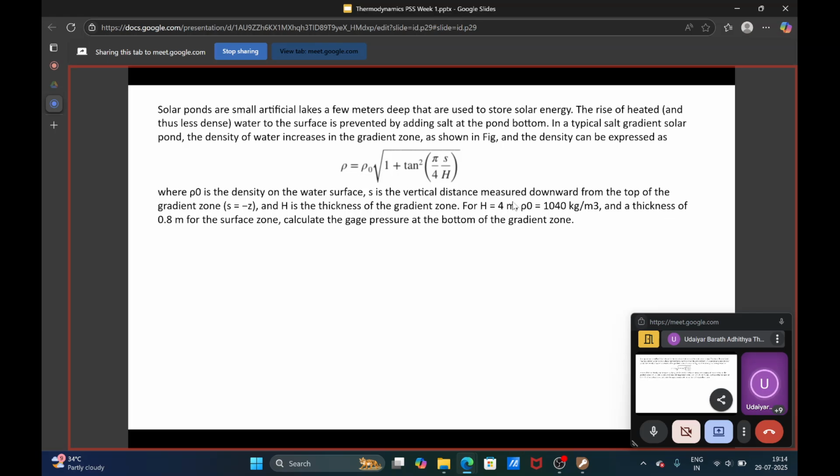For h equal to 4 and rho naught equal to 1040 kg per meter cube, and a thickness of 0.8 meter from the surface zone, calculate the gauge pressure at the bottom of the gradient zone. So what will be the pressure at the bottom? Your measurement is at 0.8 meters from the surface.